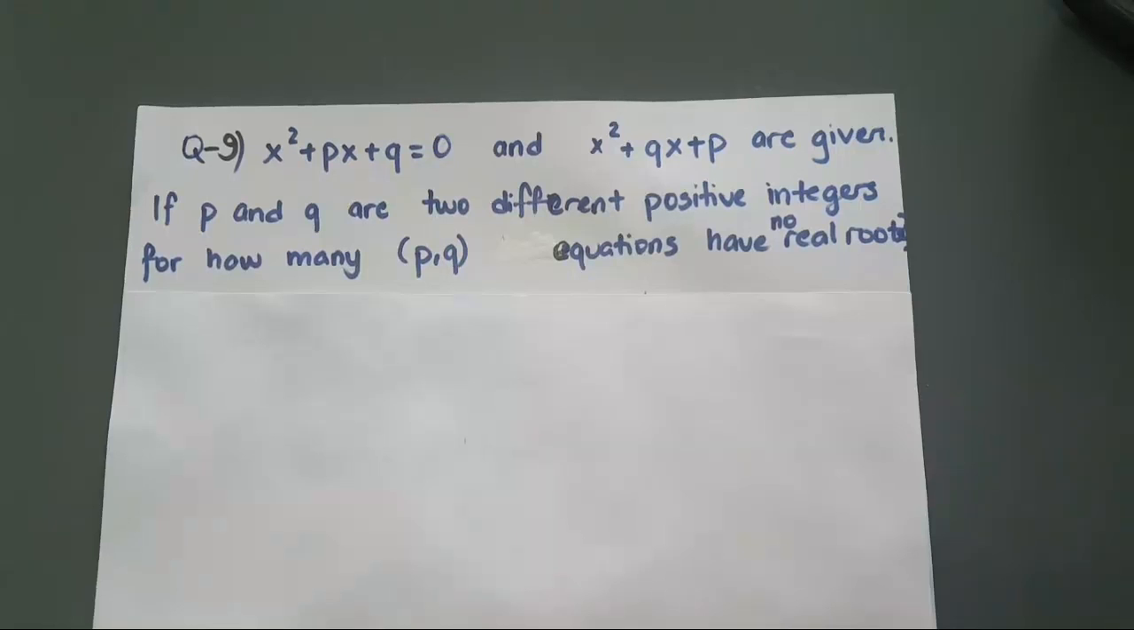Okay. x squared plus px plus q equals 0 and x squared plus qx plus p equals 0. Two quadratic equations are given. If p and q are two different positive integers, for how many ordered pairs p and q do the equations have no real roots? No real roots. How to solve the problem? What do you think?